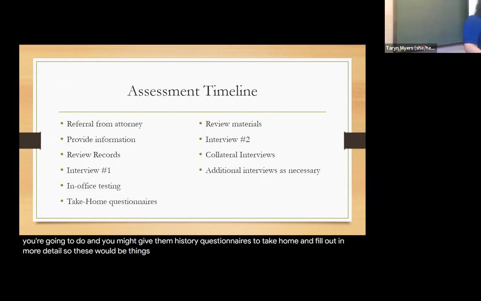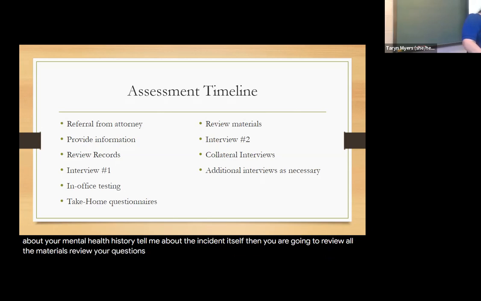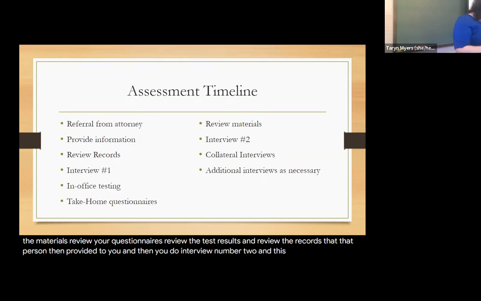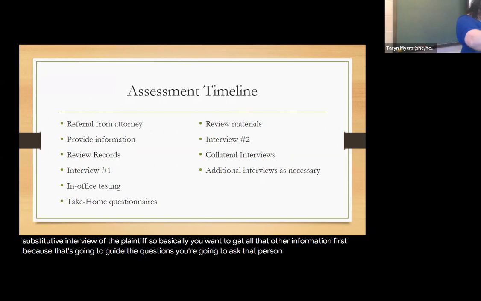So these would be things like, tell me about your personal history growing up, tell me about your mental health history, tell me about the incident itself. Then you are going to review all the materials, review your questionnaires, review the test results, and review the records that that person then provided to you. And then you do interview number 2. And this is the case substantive interview of the plaintiff. So basically, you want to get all that other information first, because that's going to guide the questions you're going to ask that person during the full interview.